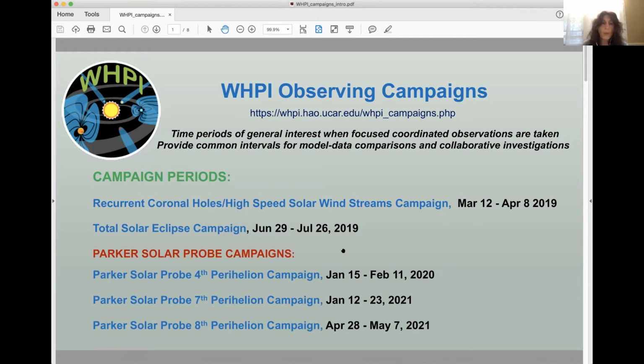The first one was a campaign in the spring of 2019 on coronal holes and the associated high-speed solar wind streams. The second campaign was in conjunction with the total solar eclipse in July 2019. And then we had 3 campaigns during Parker Solar Probe perihelia. So our first campaign was able to capture the end of 2 very long-lived coronal holes that were present simultaneously on the sun for many solar rotations from 2018 to 2019.